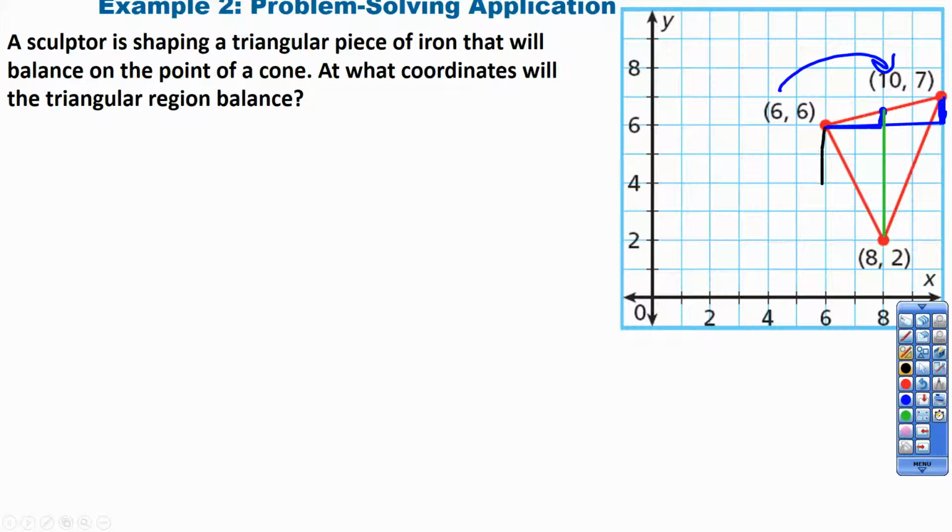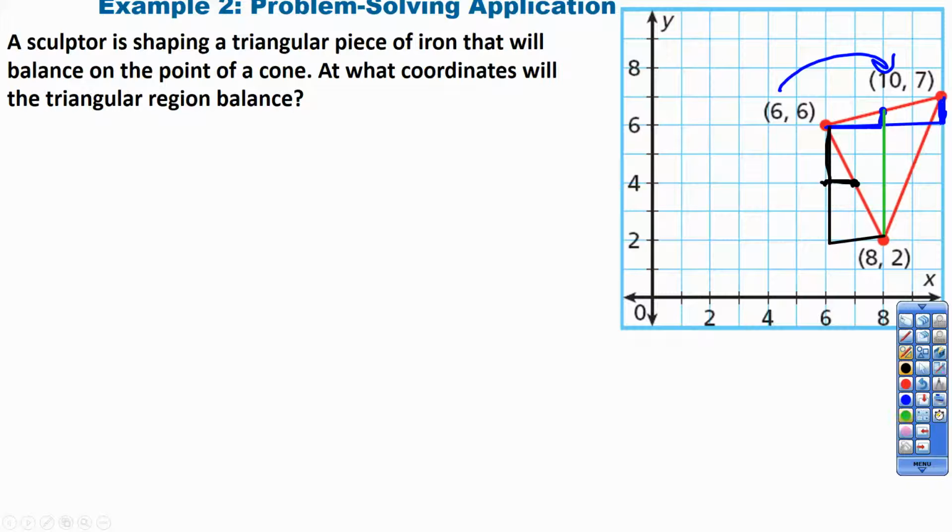How far down is this? That's 1, 2, 3, 4. So where's the midpoint going to be? Right there. How far over is this? 1, 2. So we go over 1. We went down 2 over 1. So right here is the midpoint of that.